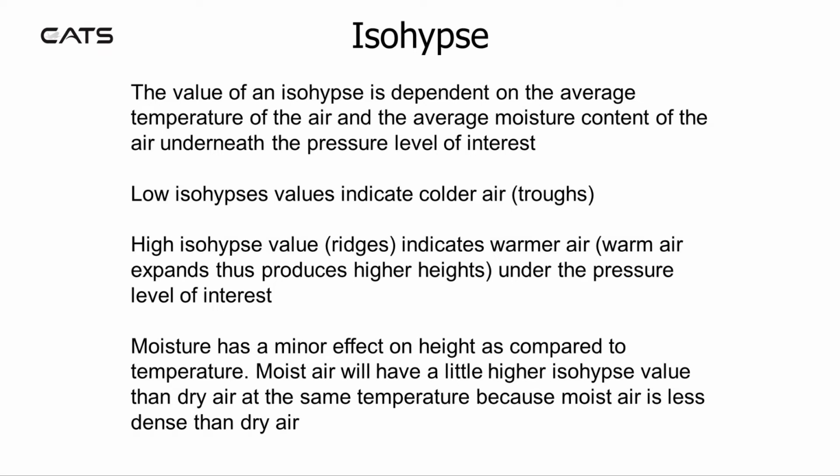The value of an isohypse is dependent on the average temperature of the air and the average moisture content of the air underneath the pressure level of interest. Low isohypse values indicate cold air troughs. High isohypse values indicate ridges where there's warmer air expanding, thus producing higher heights under the pressure levels of interest.